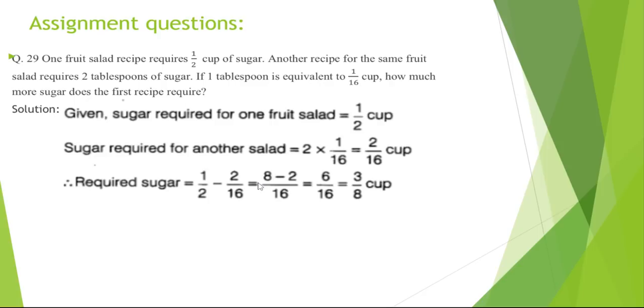Now they have asked you how much more sugar was required in the first recipe. So what you'll do is you'll subtract 2 by 16 from 1 by 2. After taking the LCM, you'll get this as 6 upon 16. When reduced, this becomes 3 by 8 of a cup.